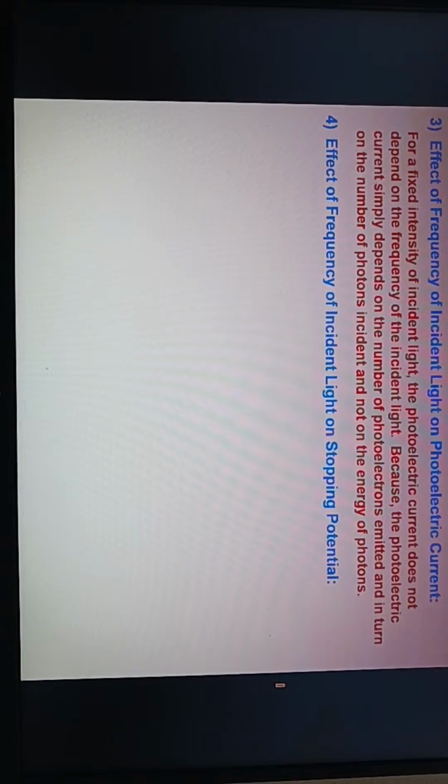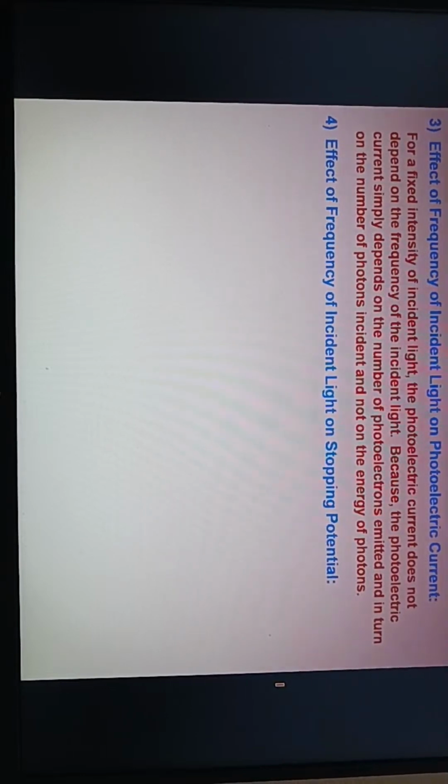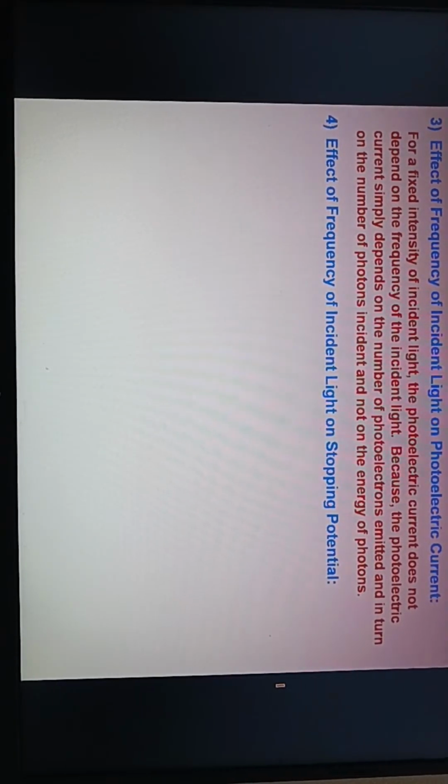Sir, I don't know why it's not dependent on frequency. Because you know that frequency is only energy. Energy only it will provide to the electron. Electron ejection will be only due to photons. When there are more photons, more electrons will be released. If the number of photons is less, fewer electrons will be released. But frequency is providing energy to the photon, not determining the number of electrons ejected.